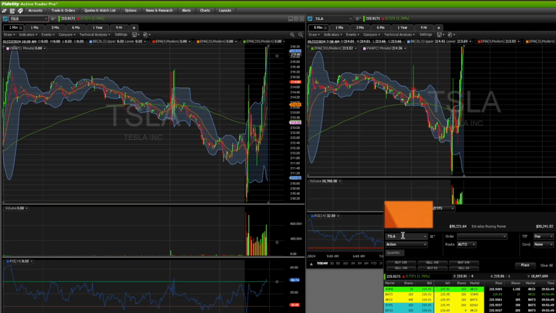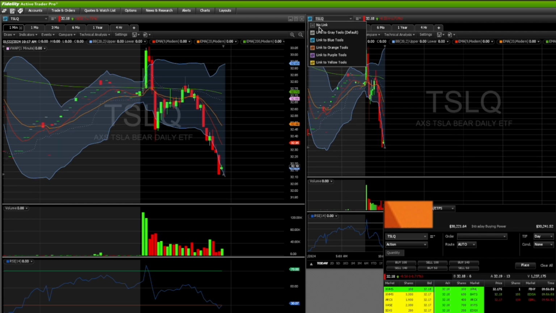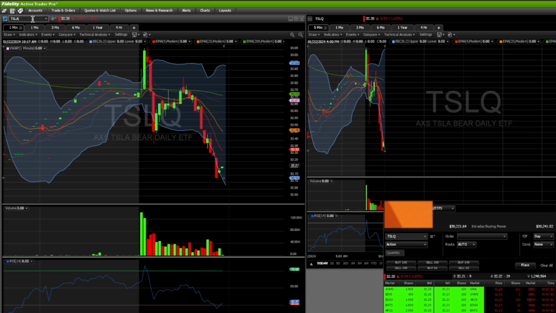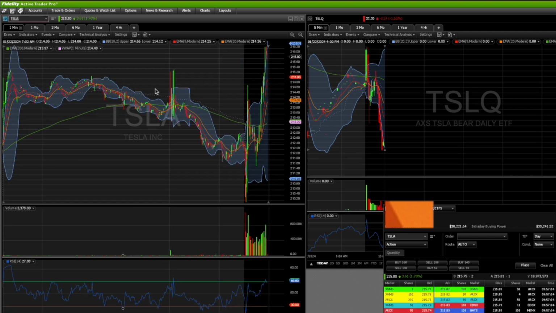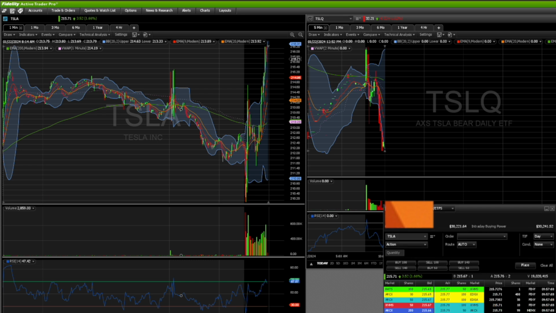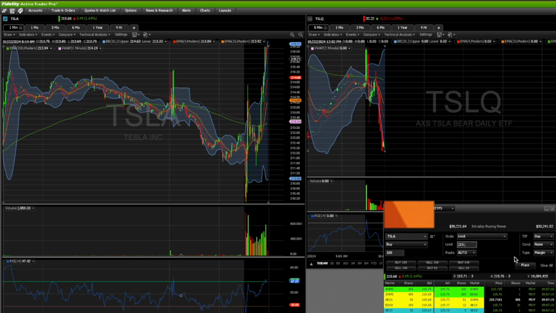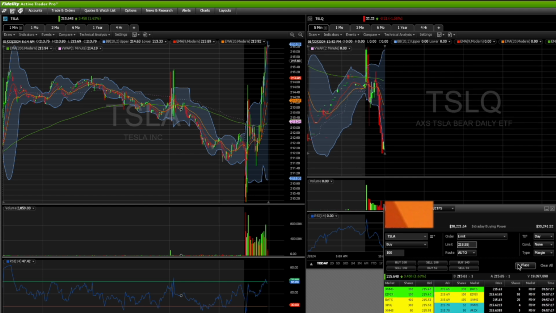So what we'll do is we're going to change this one to TSLQ, and let's change that on link. We'll make this one no link, and we'll make this one Tesla so we can see both, because now we're going to short this. And we are going to buy 100 shares of TSLQ. This thing is moving so quick, look at this.